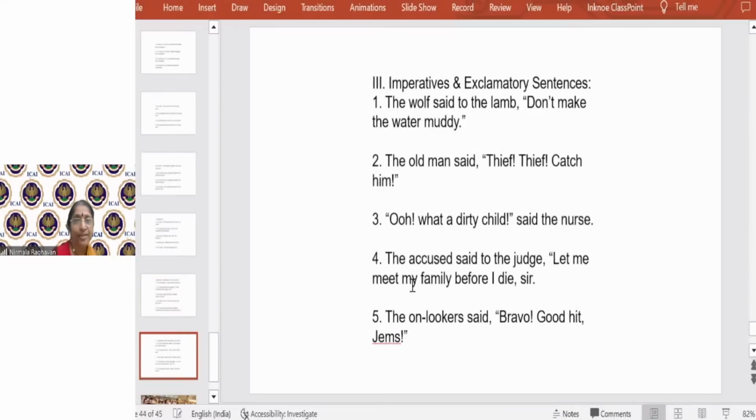Now we move on to the next slide. These are exclamatory sentences. Okay, I'm going to give you 5 minutes. Quick.